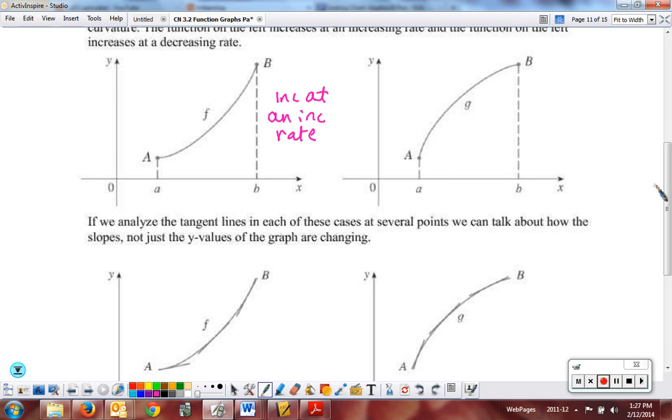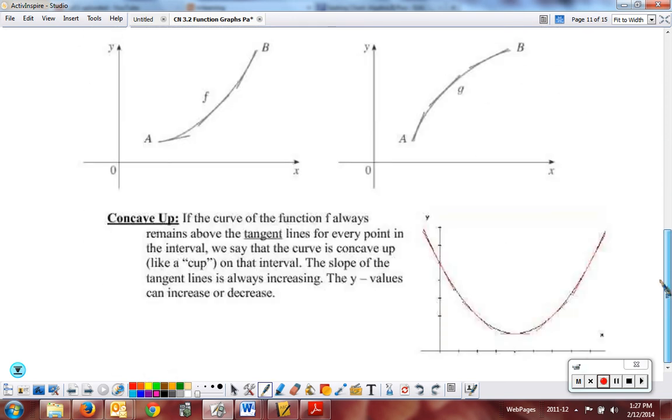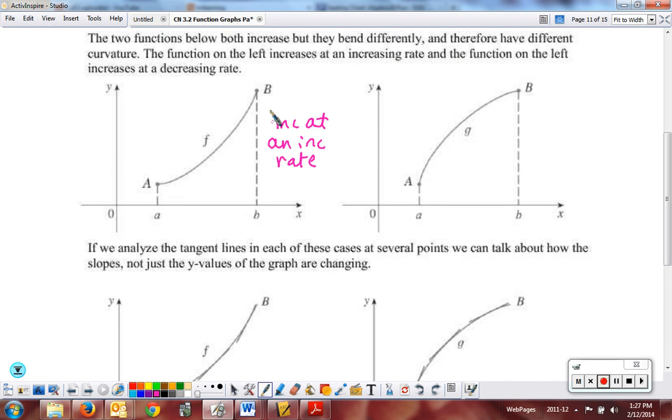And half of it is decreasing. But my picture here right now is increasing at an increasing rate. What's this one doing over here? Increasing at a decreasing rate. Getting less steep as I go across. Okay? Like the square root function would be an example.